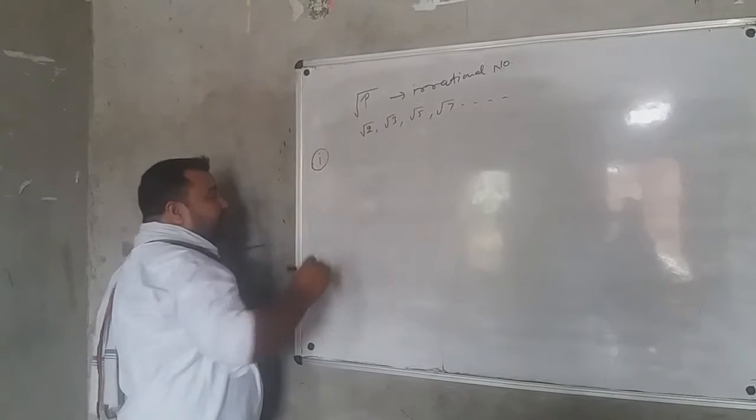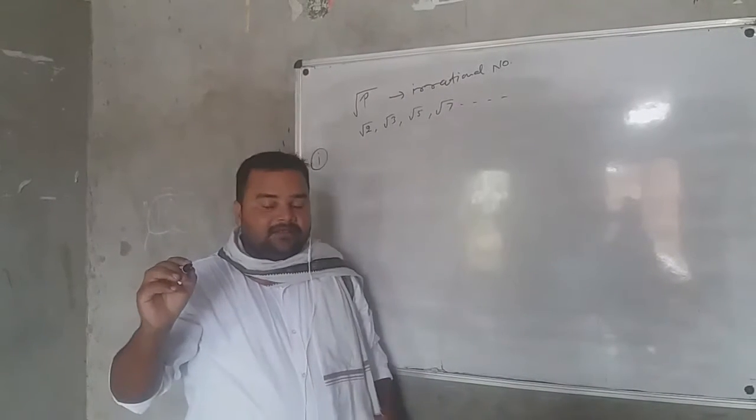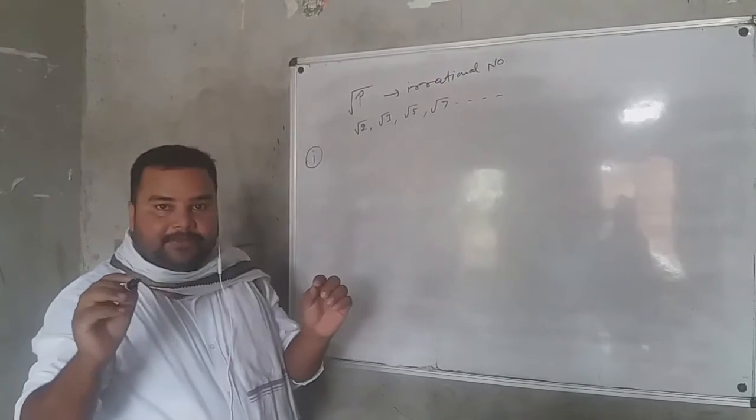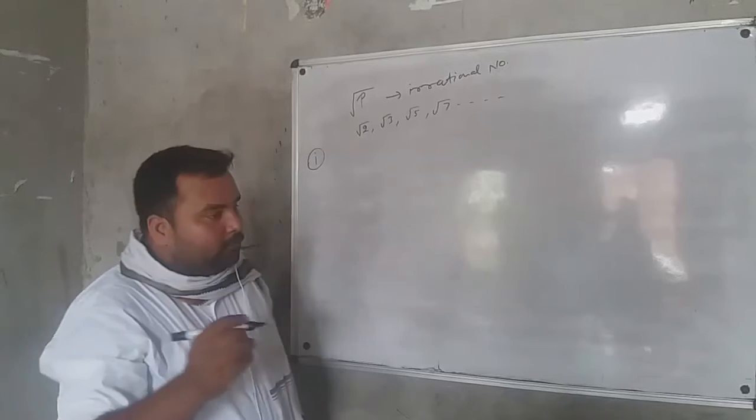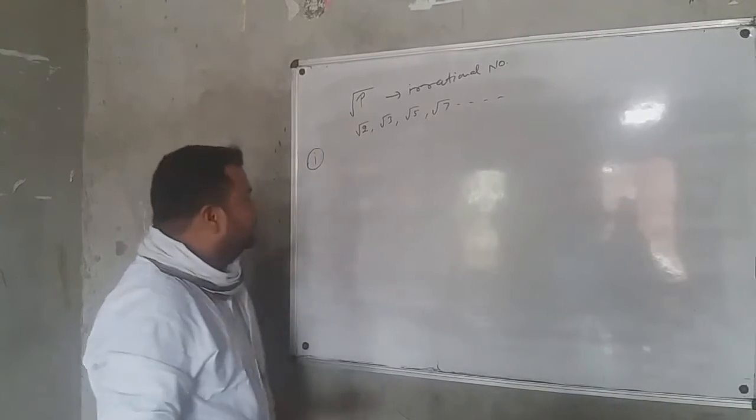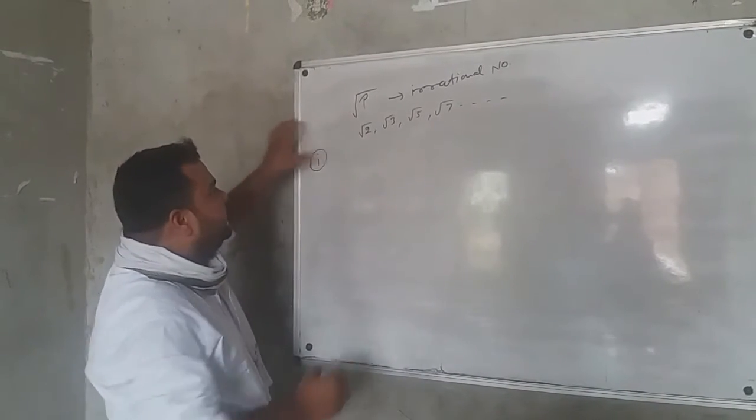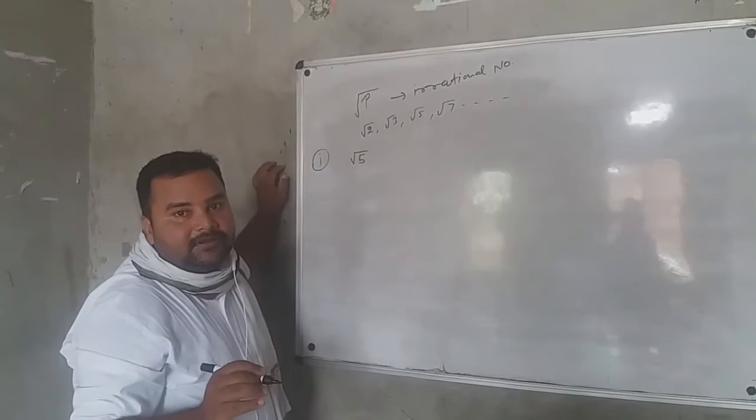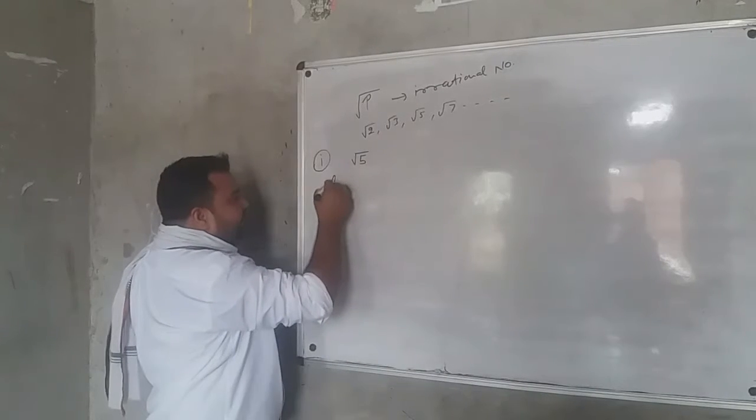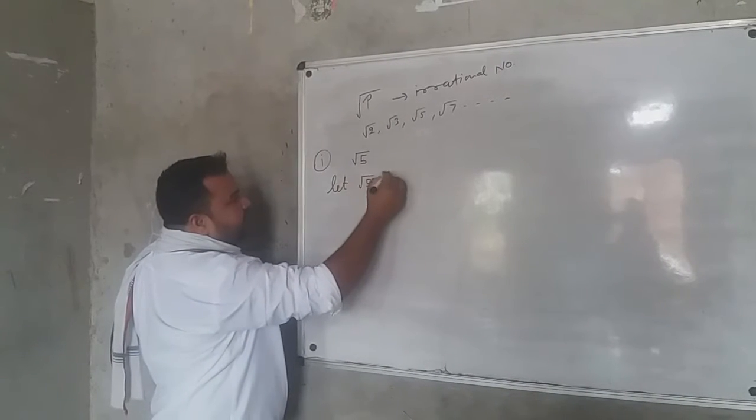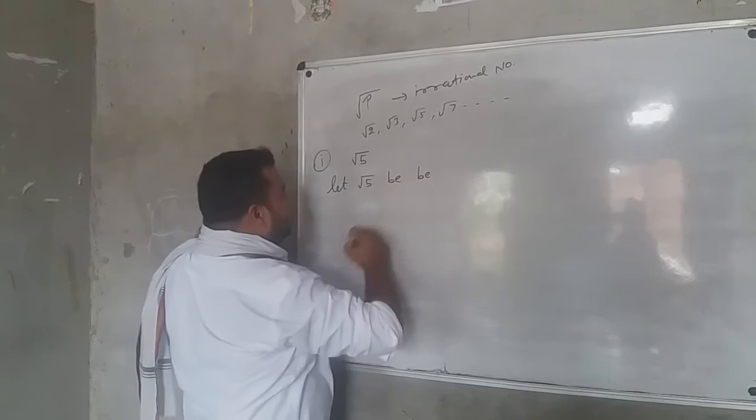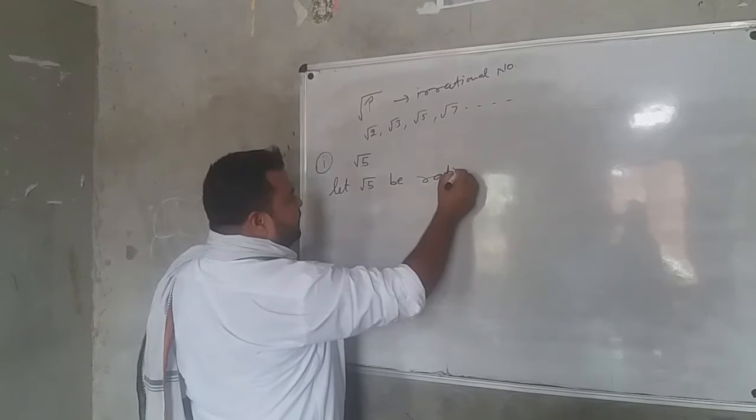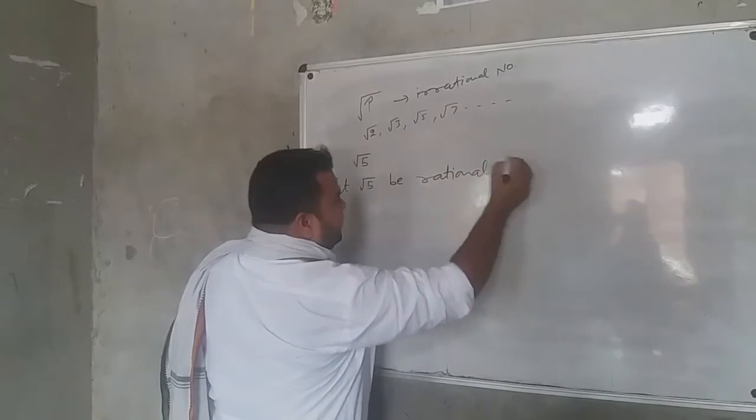So beta, this exercise is a little tricky. Please have pen and paper with you while watching the video. Fine? We have to prove that root 5 is irrational. So first we assume it rational. So we will write here, let root 5 be a rational number.